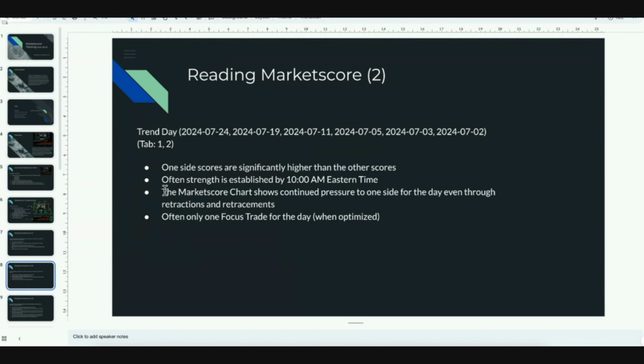The market score chart shows continued pressure to one side for the day, even through retractions and retracements, and then often only one focus trade for the day when optimized. And I put that in there because there may be items that are not optimized, and you'll get the point. So we're going to go here.